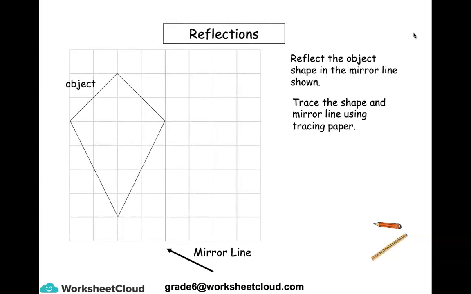So if we did another one, there's your mirror line. The object is a kite. Take your tracing paper, you trace over it with your pencil, and make sure you use a ruler so you can ensure that you are 100% accurate.